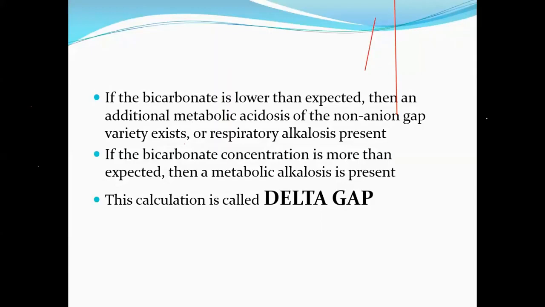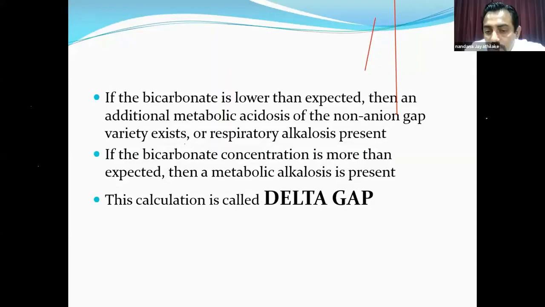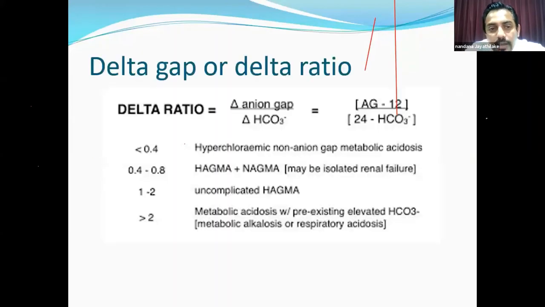This calculation is called the delta gap. We'll see how the delta gap works. Delta gap, or delta ratio. Now you know what the anion gap is. The delta ratio is the delta anion gap divided by the delta bicarbonate.